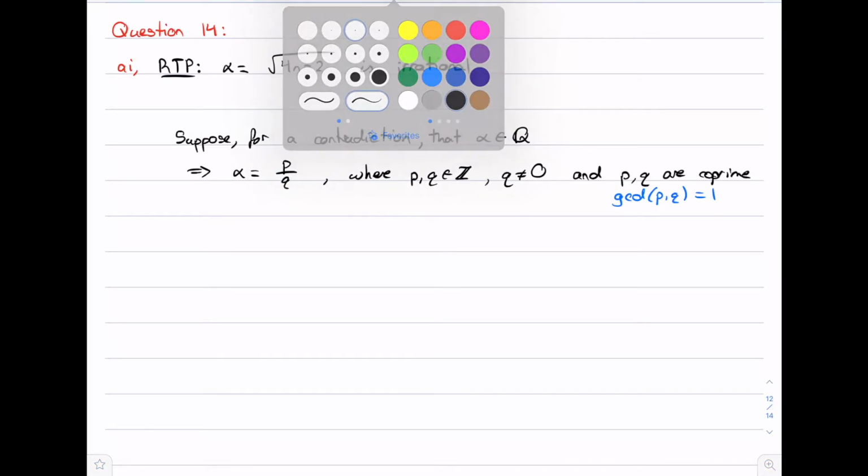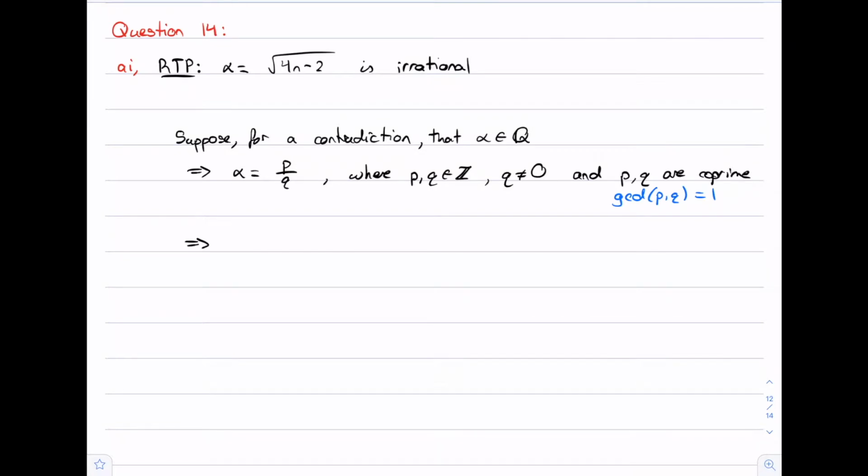Okay, so what do we do now? Well, what is alpha? Alpha is the square root of 4n minus 2. So let's write that in. That's equal to P on Q. And just as we do when we want to prove something like the square root of 2 is irrational, we're going to square both sides here because dealing with square roots is pretty nasty. So we want to get rid of those square roots. So squaring both sides gives us 4n minus 2 equals P squared on Q squared.